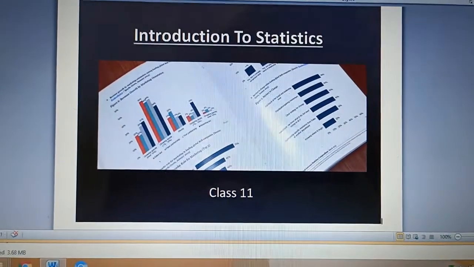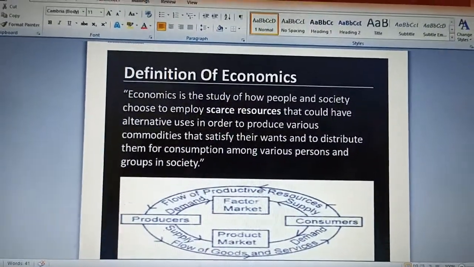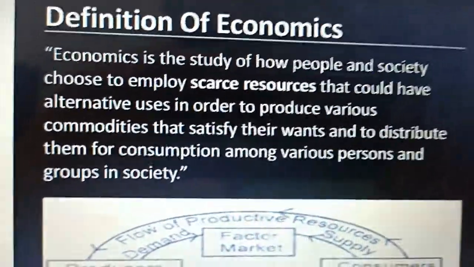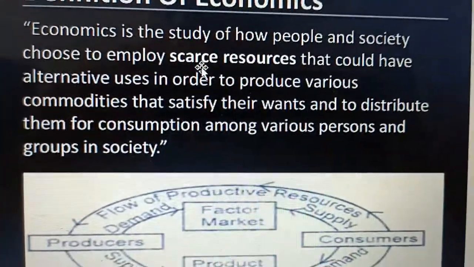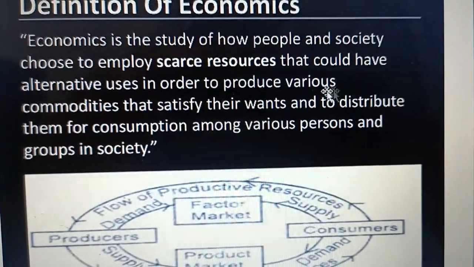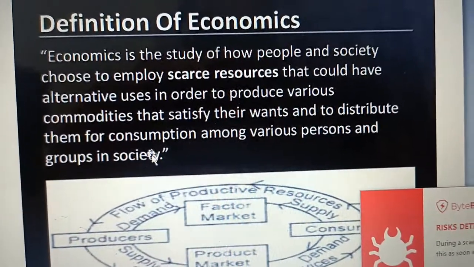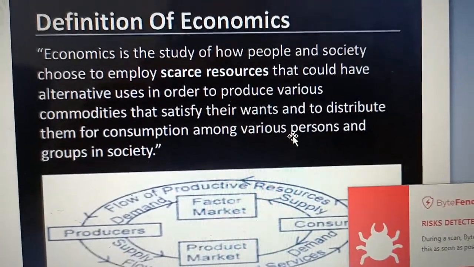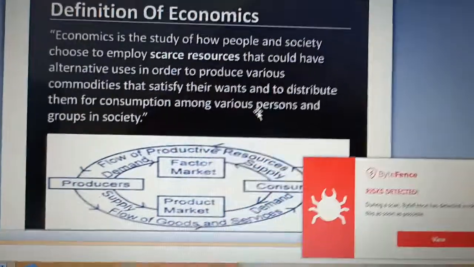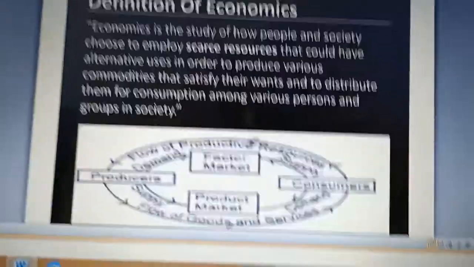See, second one is we can define it in another way. Economics is the study of how people and society choose to employ scarce resources that could have alternative uses in order to produce various commodities that satisfy their wants and distribute them for consumption among various persons and groups in society. What does it mean? We know that wants are unlimited, resources are limited, which have alternative uses. That's why how to satisfy the number of wants with limited resources.